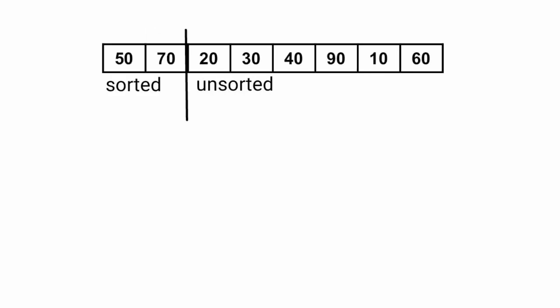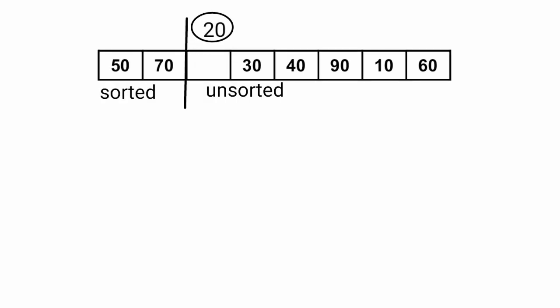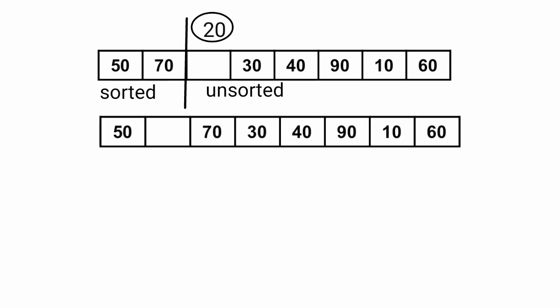We may now repeat the same steps as before. Remove the first element from the unsorted section, which is 20. Now compare 20 with the last element in the sorted section, which is 70. Since 70 is greater than 20, shift 70 one place to the right.